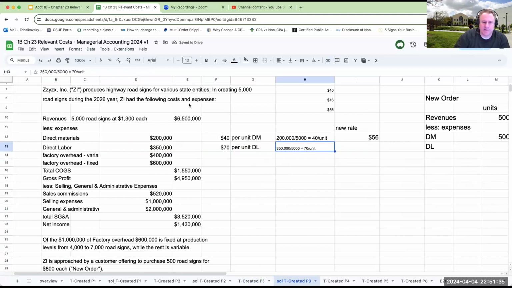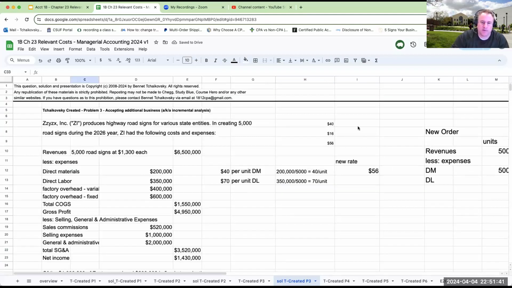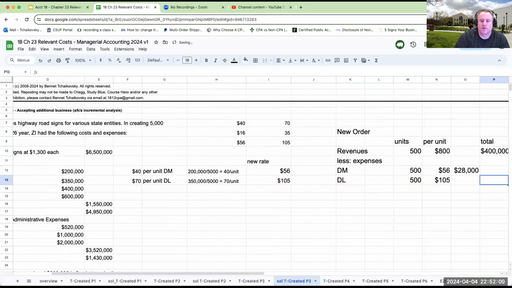So this is my existing rate. It tells me that it's going to go up by 50%. So I can say, well, 70, which is my current rate, at 50% increase, my new rate's 105. Or I can take 70 times 1.5 and I'm going to get the same answer. So for my direct labor, if I sold 500 units, I need to take 500 units to my cost of goods sold. So this is going to be at 105. So this over here is going to be 52,500.